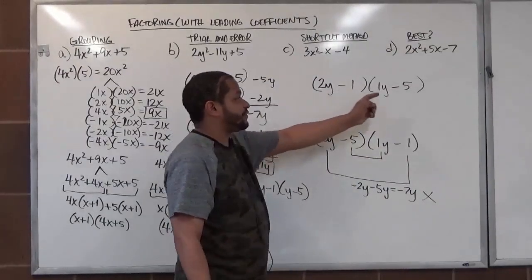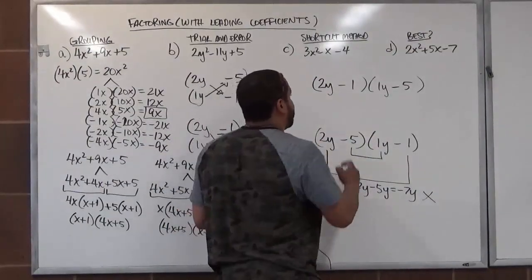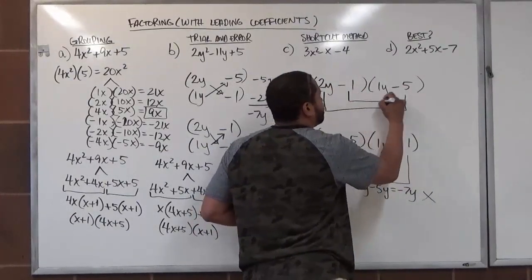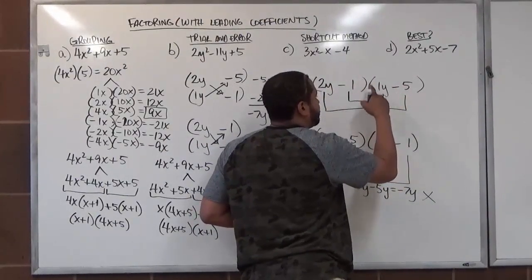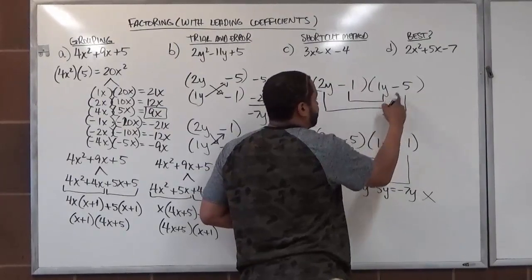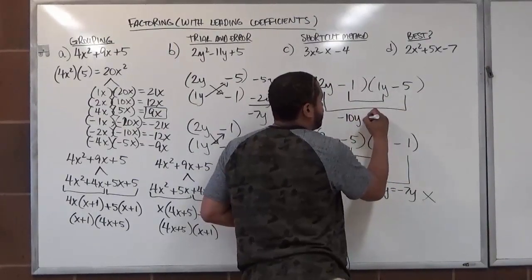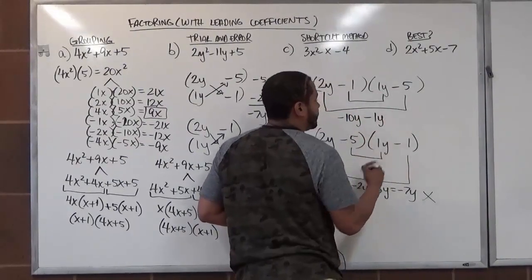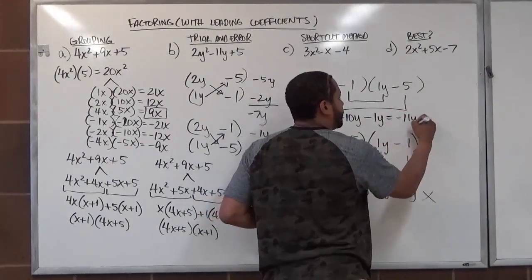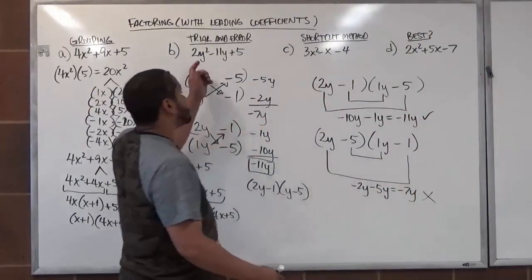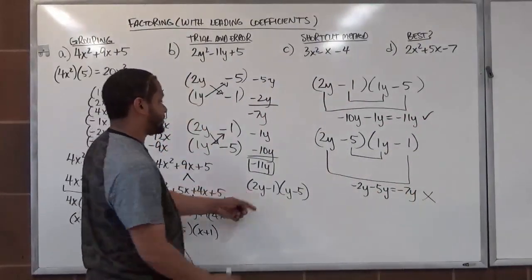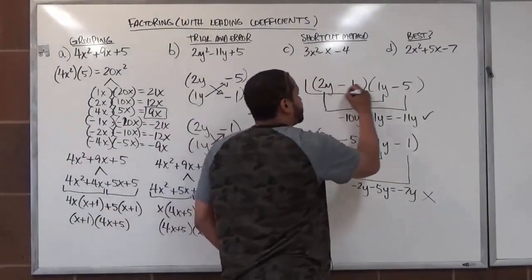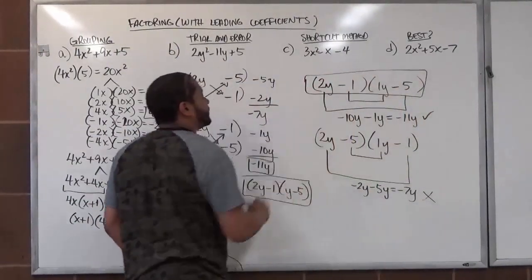So we troubleshoot the final possibility in this case. And what we have here is 2y's by negative 5 and negative 1 by 1y. And 2y by negative 5 gives us negative 10y's. And negative 1 by 1y is just negative 1y. And that adds up to negative 11y, which is our middle term. And so we know already the factors are exactly as we said before. We have 2y minus 1 and y minus 5, which is exactly what we have here.